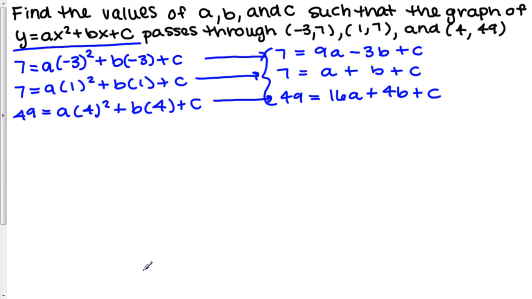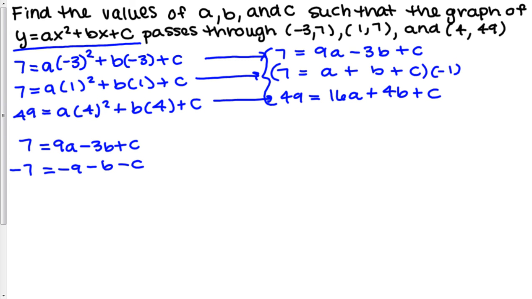From here you can use matrices to solve if you would like. I'm going to use elimination. Right away I look that c looks like it would be the easiest thing to eliminate first. So I'm going to multiply equation 2 by a negative 1. This way my c, one of them will be positive and one of them will be negative. So my first equation is 7 equals 9a minus 3b plus c. My second equation is negative 7 equals negative a minus b minus c.